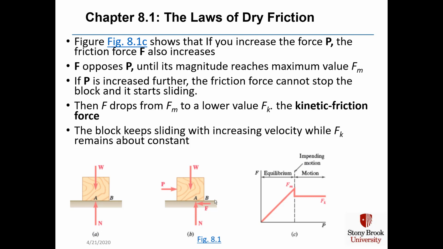And F drops from F sub m, here in the graph, to a lower value, F sub k, which we call the kinetic friction force. And the block keeps sliding with increasing velocity while F sub k remains about constant. Which is why I said before, if you make P large enough, you can make this block go flying, and if there's an edge of this table somewhere, it's going to go flying off the edge until it lands on the floor.